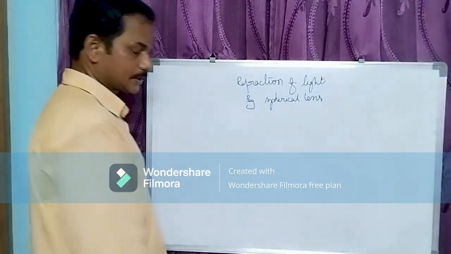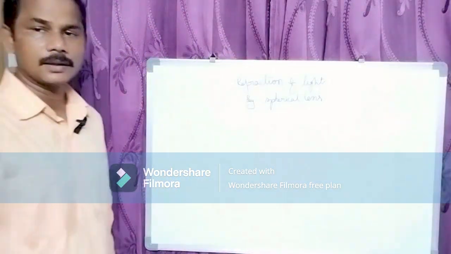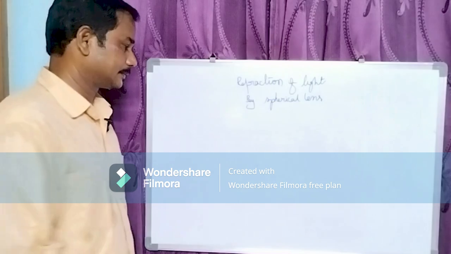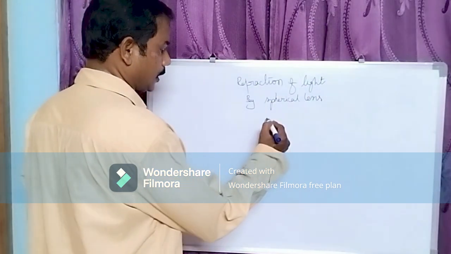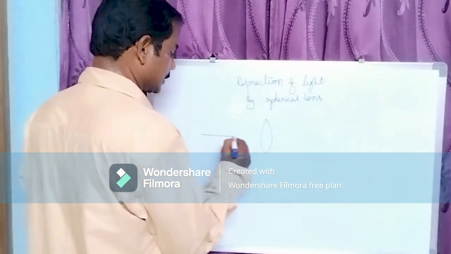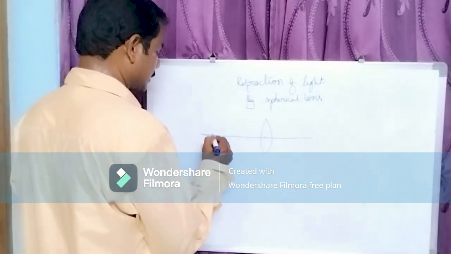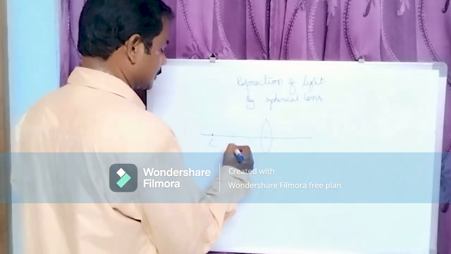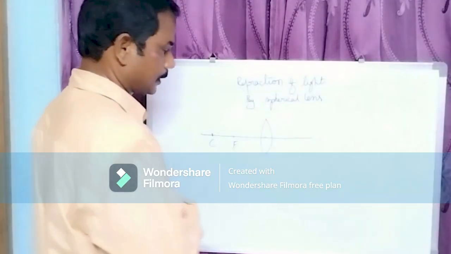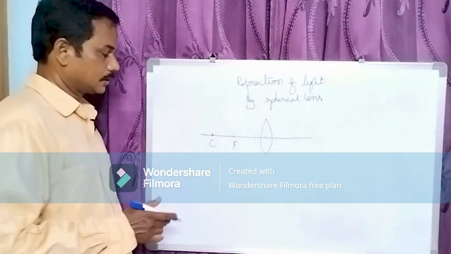In the first case, when the object is placed here, we have a convex lens. This is the principal axis which is passing through the center, and this is the radius, this is the focus. A simple case I am discussing.